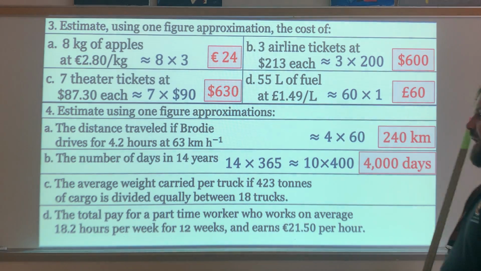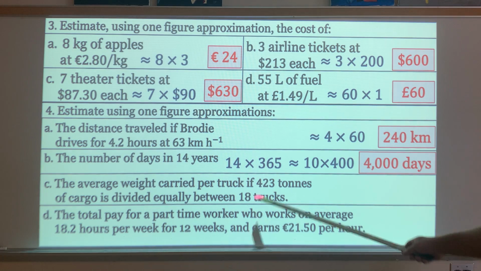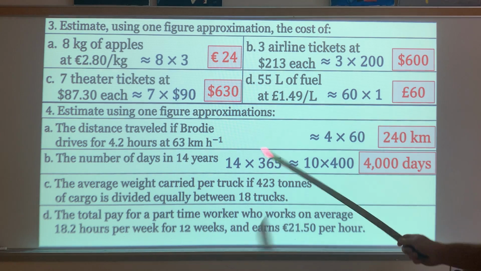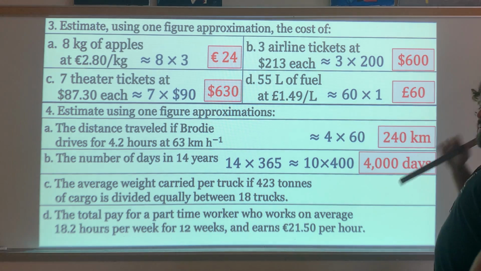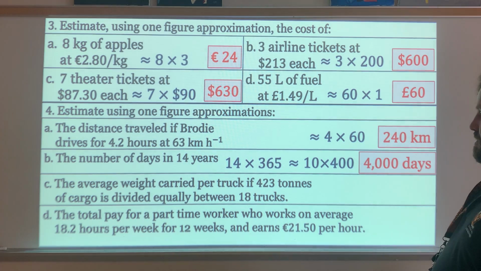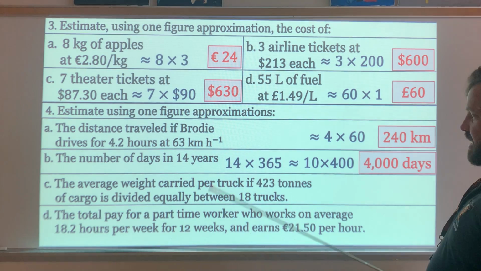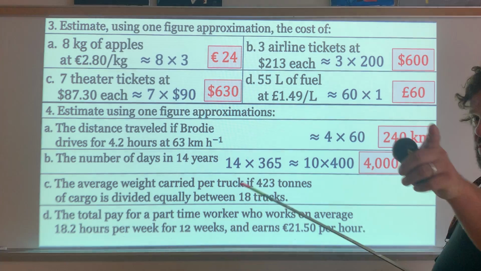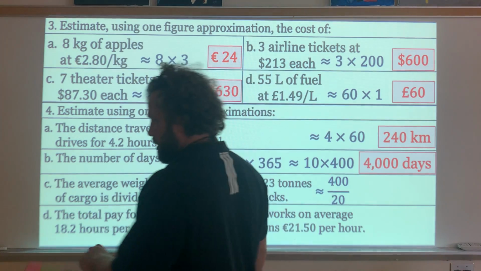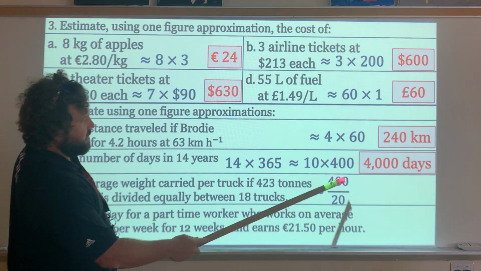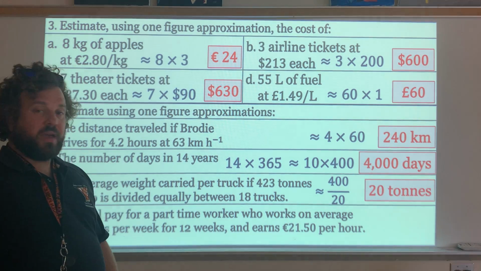Average weight carried per truck if 423 tons of cargo is divided equally between 18 trucks. They spell tons differently overseas. So now, what do you think you're doing? Are you still multiplying? Dividing. 423 rounds to 400, 18 rounds to 20. 400 divided by 20. You take the zeros off, you get 40 divided by 2, and you get 20 tons.